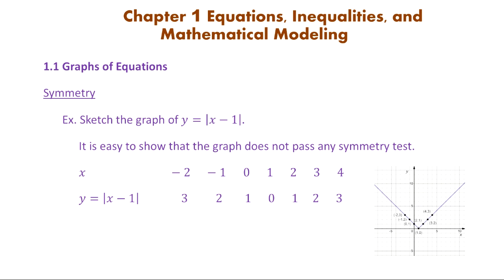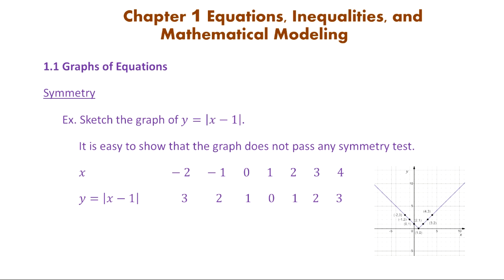And plug in 0, the next value of x. 0 minus 1 is -1. Take the absolute value of -1, you get 1. Then you choose x equal to 1. Plug in 1 for x, you get y equals the absolute value of 1 minus 1. So that's 0. Absolute value of 0 is 0. Then choose x equal to 2. Plug into the equation y equals the absolute value of 2 minus 1. 2 minus 1 is 1, so you get the absolute value of 1, which is 1 also.